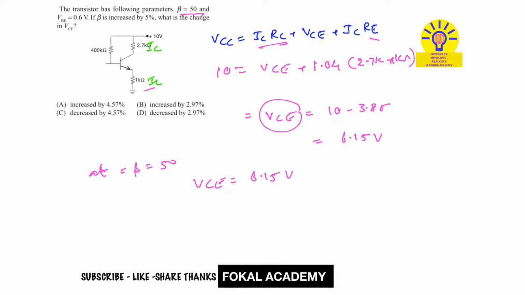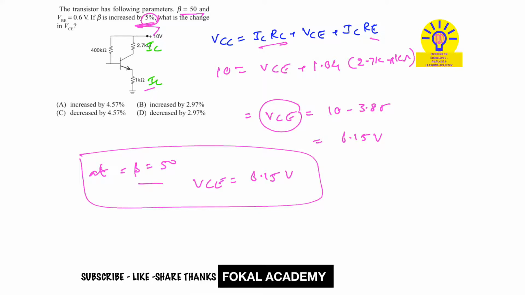Now increase the beta value by 5%. Then again calculate with the same procedure, we will get the new VCE value. Now compare the two values. Okay, now I am going to increment beta by 5%. 5% of beta is 2.5, so the new beta is 50 plus 2.5, which is 52.5. So for this beta value, what is the VCE value?